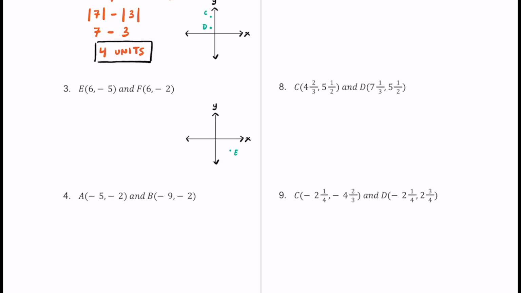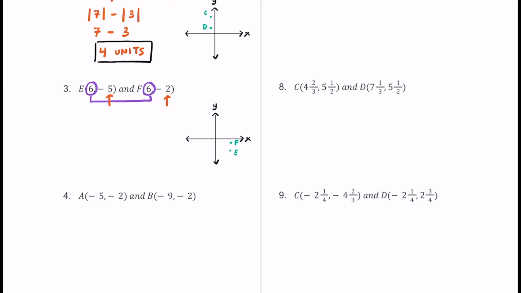And then for point F, we have (6, -2). So we're going to start at the origin, move 6 units to the right, and then move 2 units down. And that's going to be point F. And so you can notice here that E and F are in the same quadrant. Let's verify that. They have matching x coordinates of 6, right? So that means they are going to be right above and below each other. And notice how their non-matching numbers, -5 and -2, are both negative.